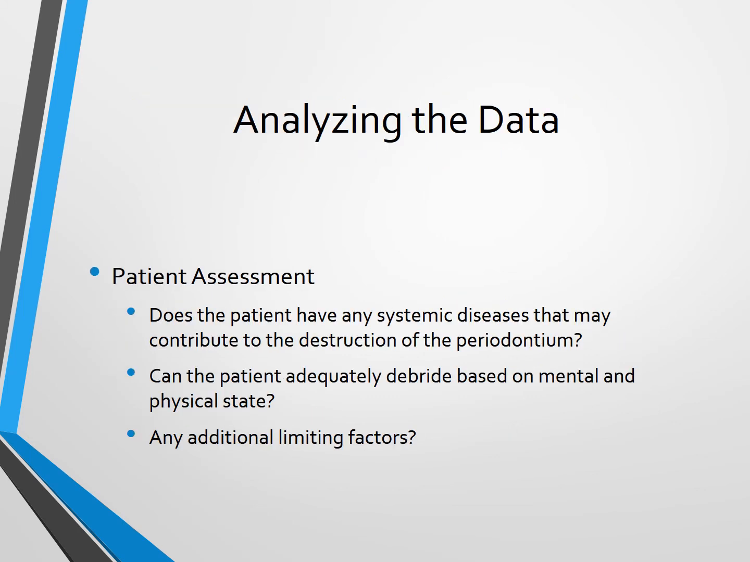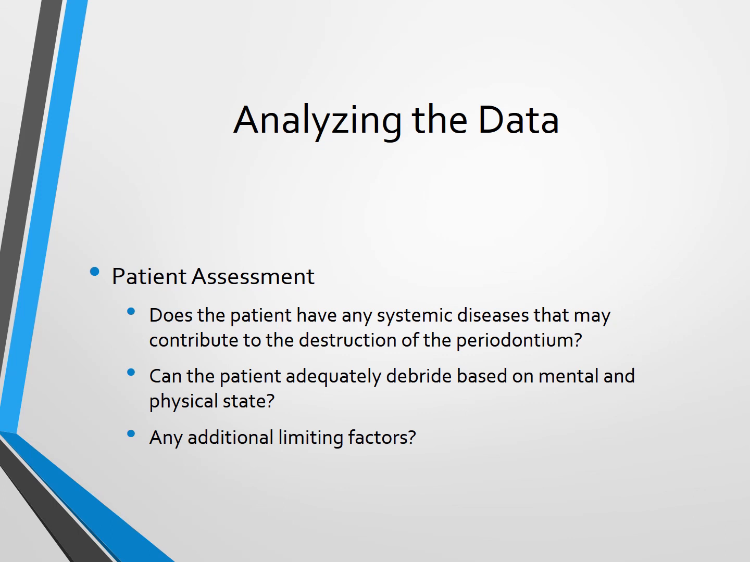Okay, so let's analyze the data that we have at the reevaluation. Does the patient have any systemic diseases that contribute to the destruction of the periodontium? I'm looking at this because I've done my non-surgical scaling and root planing, but something just doesn't seem right. The patient seems like they're healing in a delayed fashion. So now I'm going back to my systemic diseases. Oh, they have diabetes and they are fairly controlled. That may have an impact. So those are the things that I have to think about because they may need more time for healing.